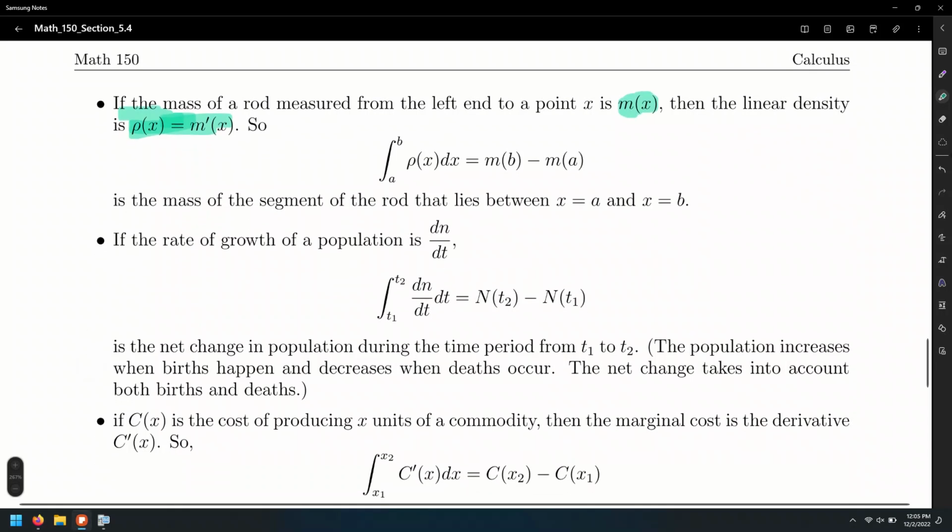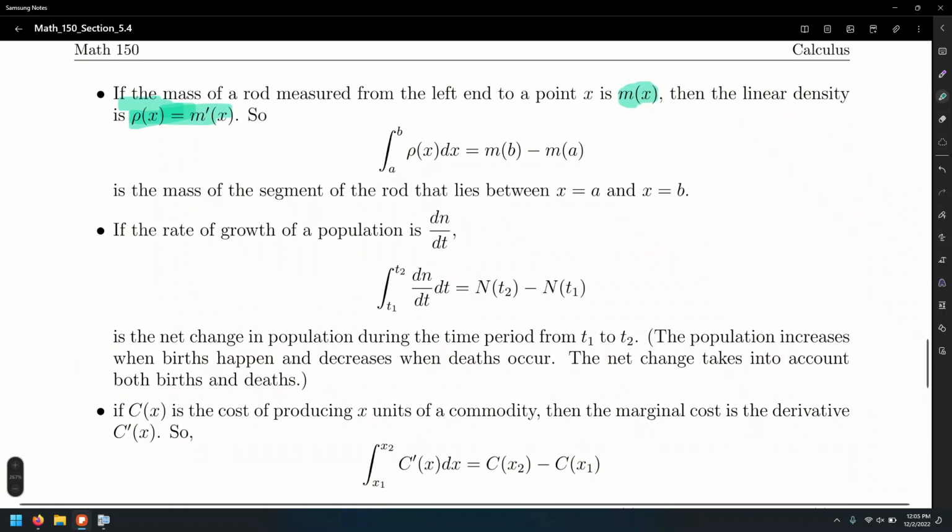Another very popular situation. The rate of growth, dN/dt, denotes how much the population size is changing with respect to time. If we integrate that derivative between time 1 and time 2, that's going to tell us the net change, how much the population size changed between T1 and T2.